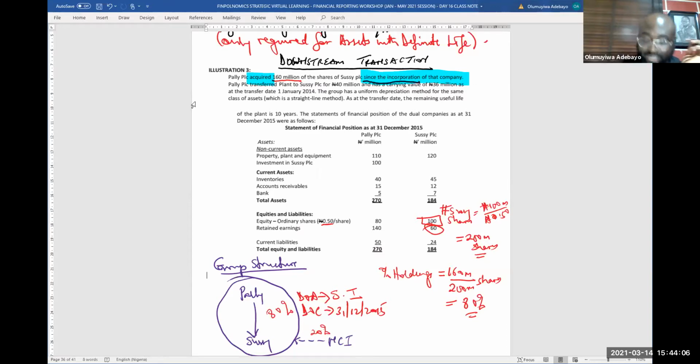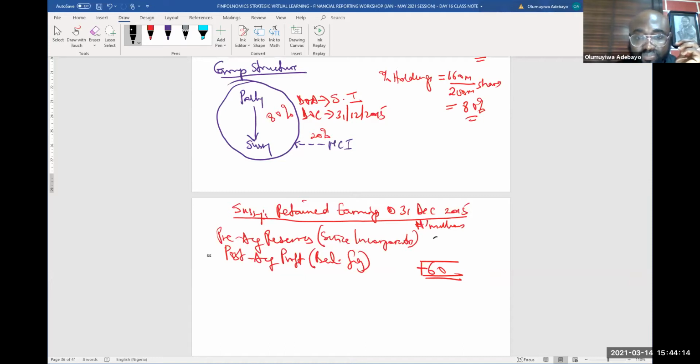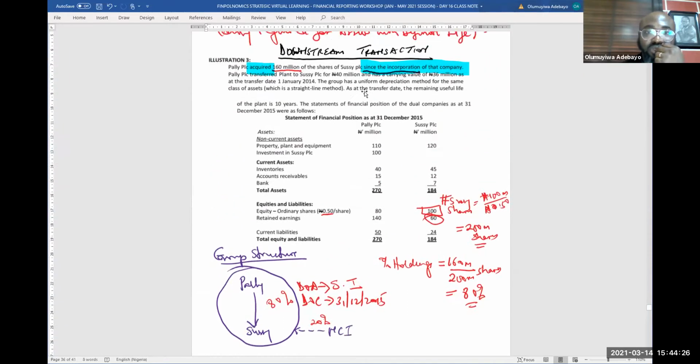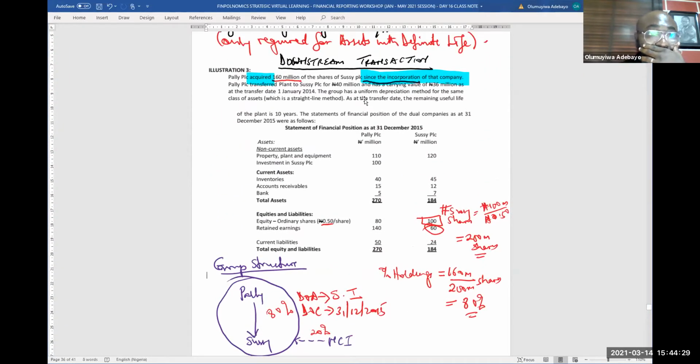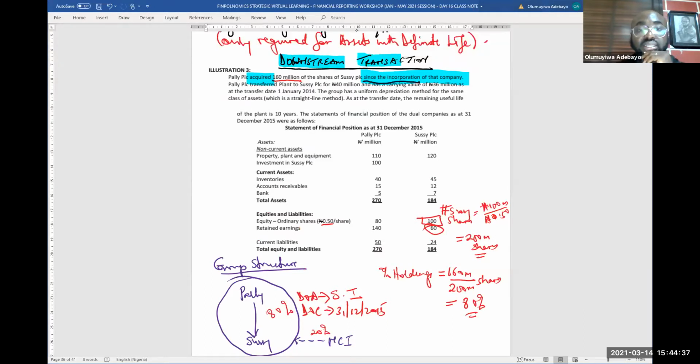Therefore, what they want to test is your understanding here to say, this is zero, which means all of the profits are post-acquisition. Now, but that's not our concern. What is our concern? Our concern is that there is a downstream transaction that entails the parent to have sold plants to who? To Suzy.